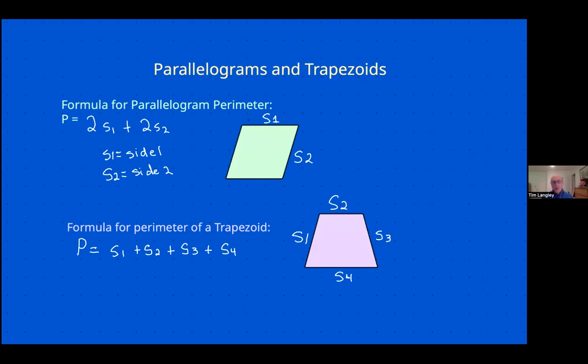Okay. So parallelograms and trapezoids. Just as a reminder, a parallelogram has sides that are parallel to each other, and that's why they call them parallelograms.